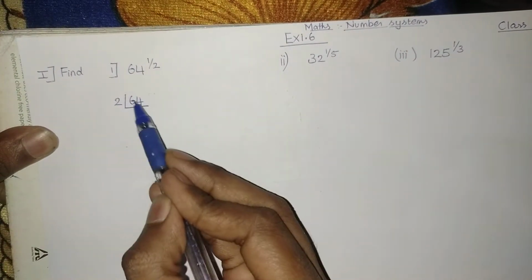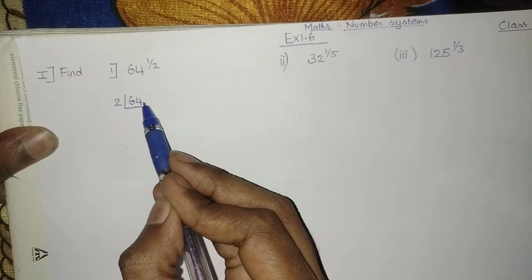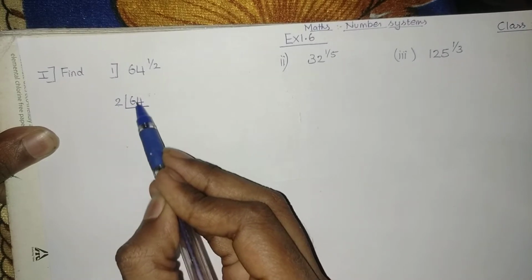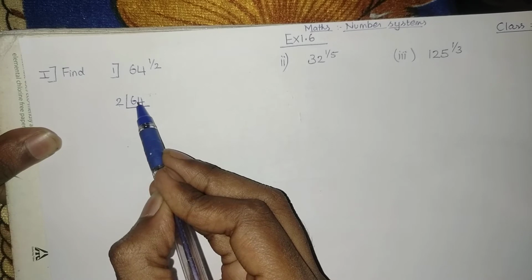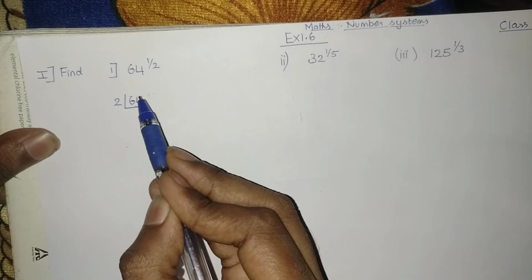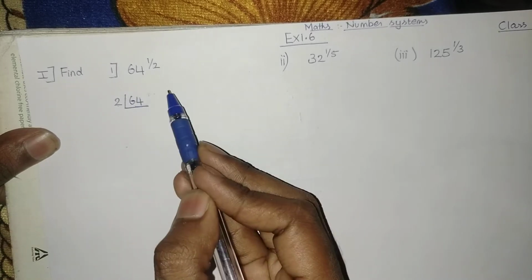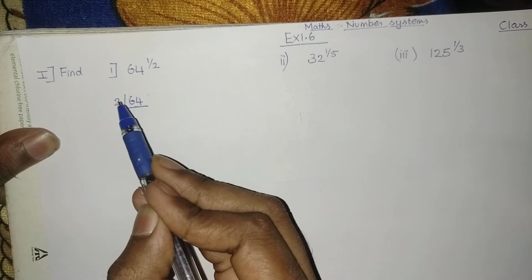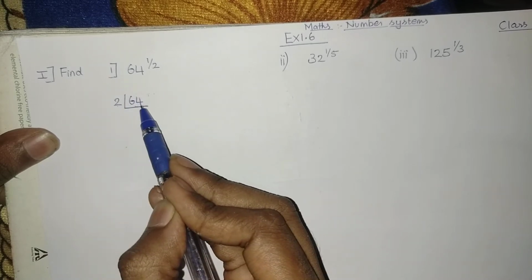How to check whether a number is divisible by 2 or not? Just by checking its units place. If the units place has 0, 2, 4, 6, 8, which is nothing but an even number, then that number is divisible by 2. So let me divide 64 by 2.